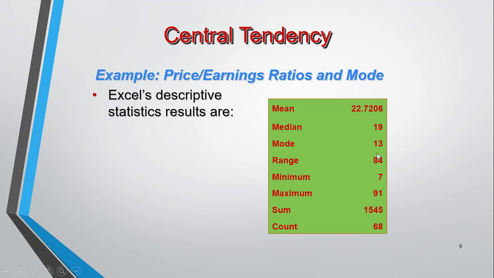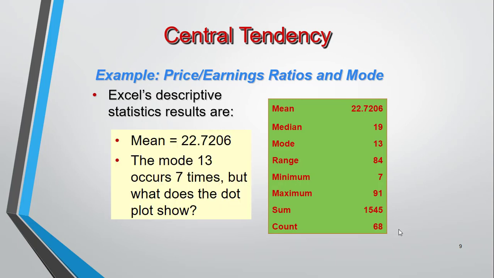The range is 84. How do you calculate a range? That's the maximum minus the minimum. We know the minimum is 7, and the maximum is 91. So 91 minus 7 gives you 84. That's the range. The sum is simply adding up all the P/E ratios among all 68 companies. Count is how many you have, of course 68 stocks. So you can use Excel to get all the descriptive statistics, such as this. The mean is 22.72, and the mode is 13, which occurs 7 times.